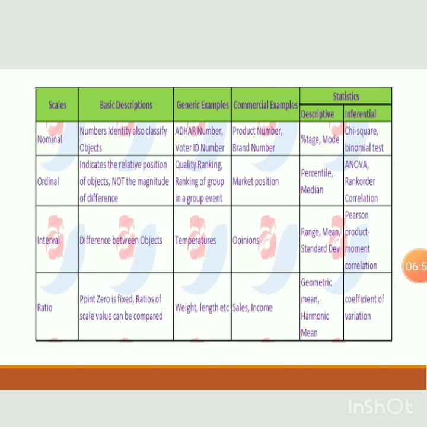And the last scale was ratio, whereby we have seen that zero is fixed and the ratio scale values can be compared. Weight and length are examples, and sales figures represent real ratio data. Statistical operations include geometric mean, harmonic mean, and coefficient of variation.